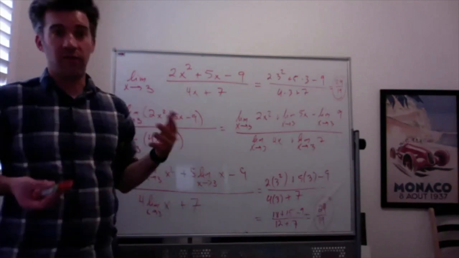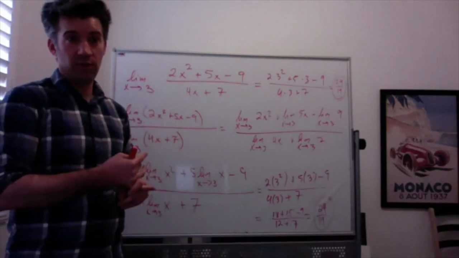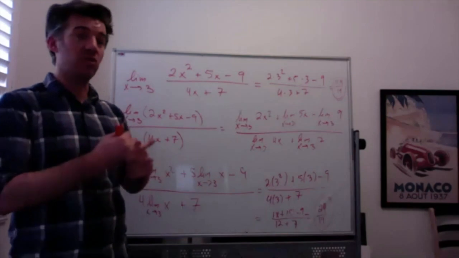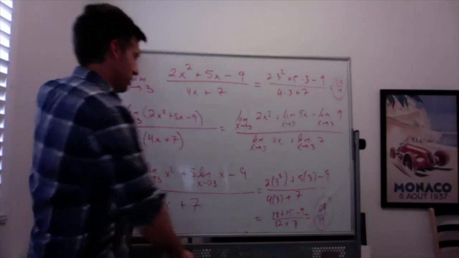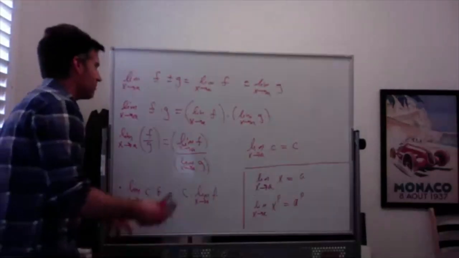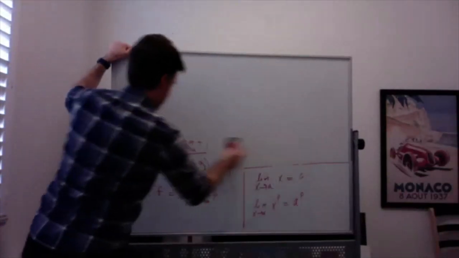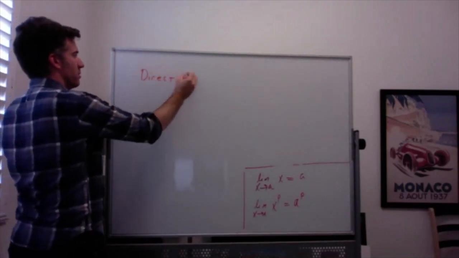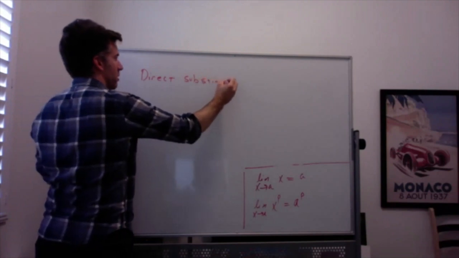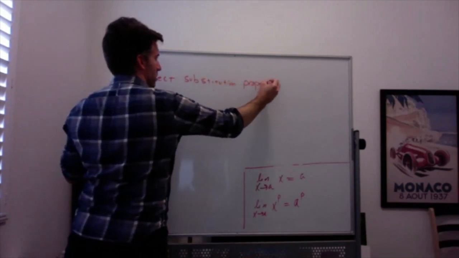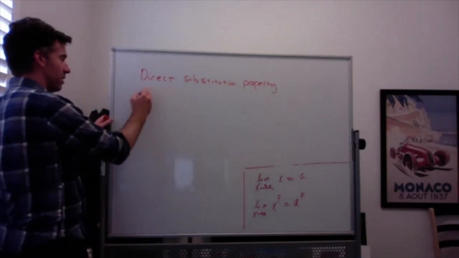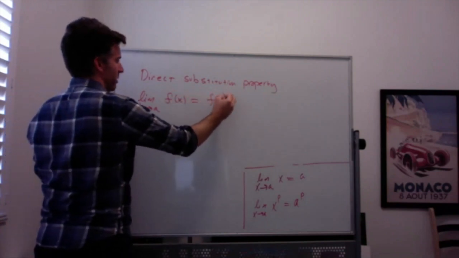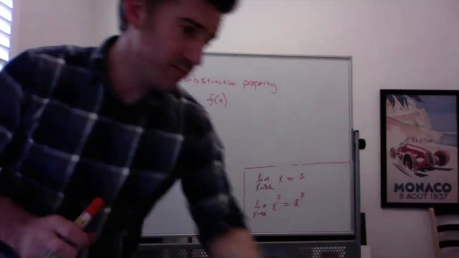In fact, what I should really say is for any continuous function, it is always true that if you have a limit as x approaches something, you can just plug that number in or use what's called the direct substitution property and say that the direct substitution property is what I just used, is that the limit as x approaches a of f of x is equal to f of a.